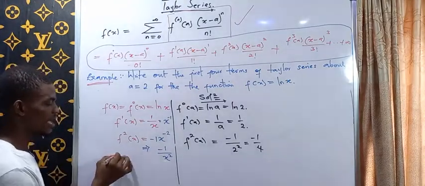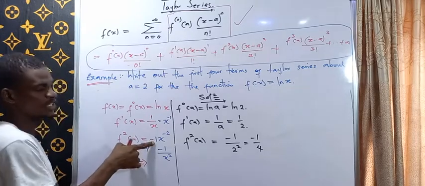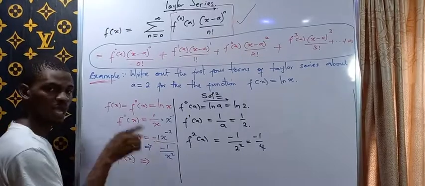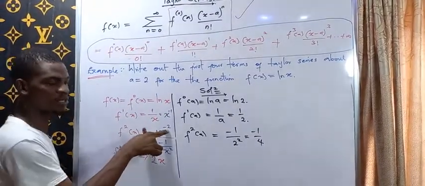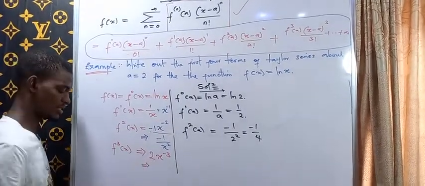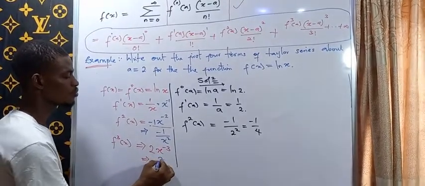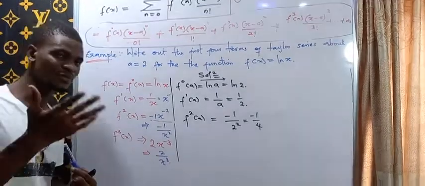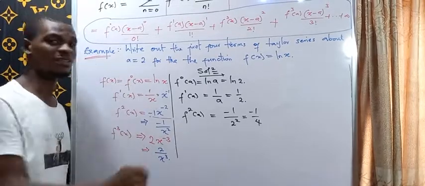So I can say that f3 of x is the same thing as, I want to differentiate this. If I differentiate what is there, minus 2 times minus 1, that's 2. Write your function back, subtract 1 from the power, minus 3. Or I say it's the same thing as 2 over x raised to power 3. I've differentiated. So the knowledge of differentiation is very, very important under Taylor series.